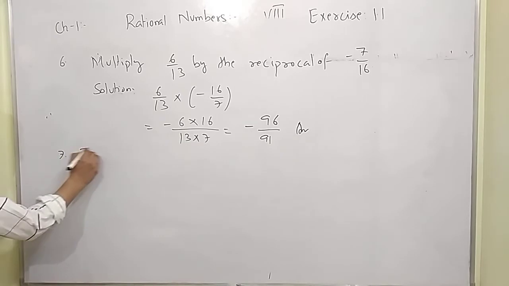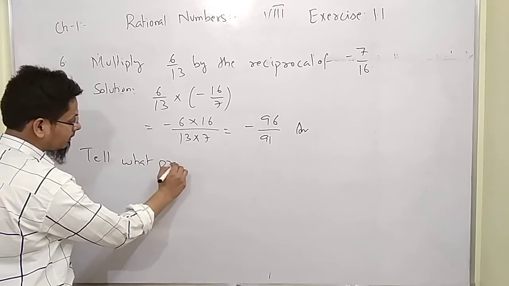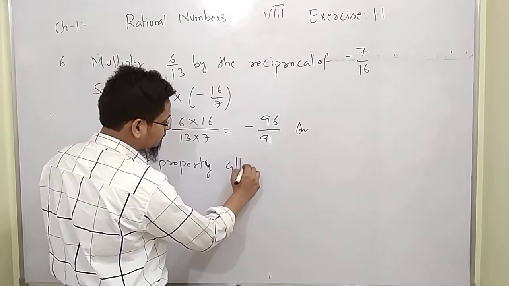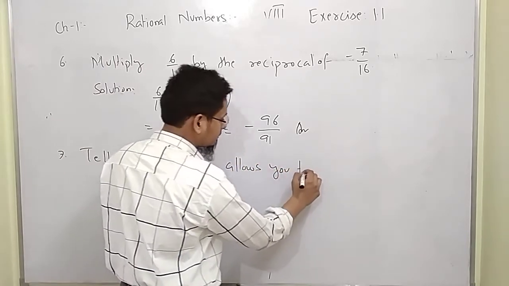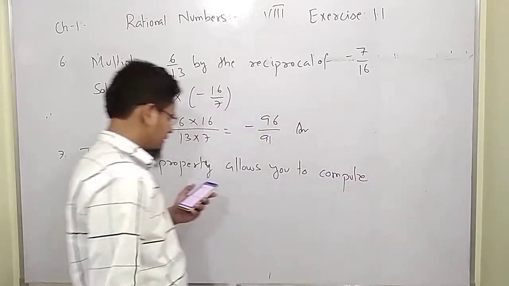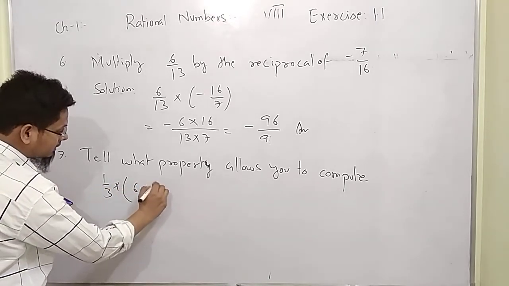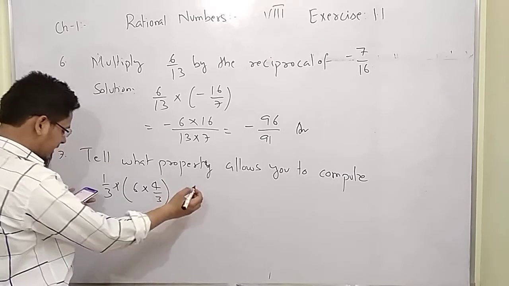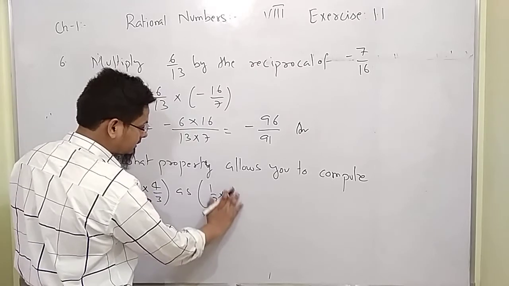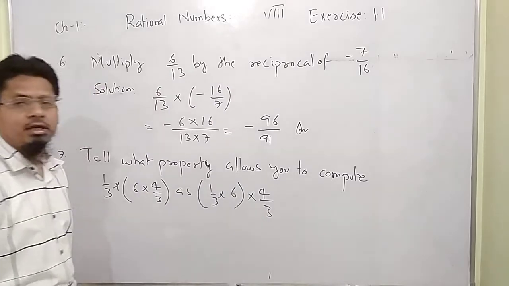So I am writing the problem here. Tell what property allows you to compute 1 upon 3 multiply 6 into 4 upon 3 as 1 upon 3 into 6 into 4 upon 3. So class, this is the associative property with multiplication.